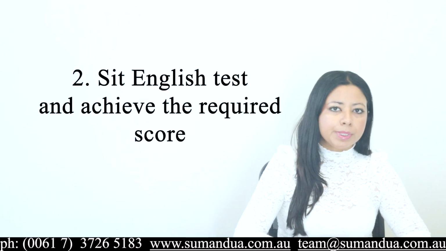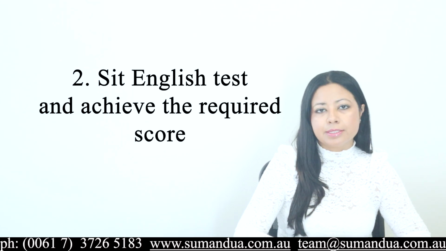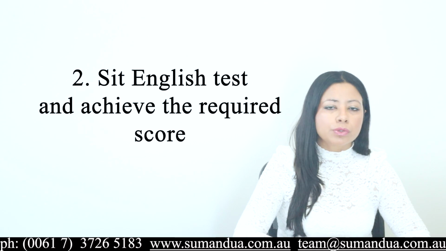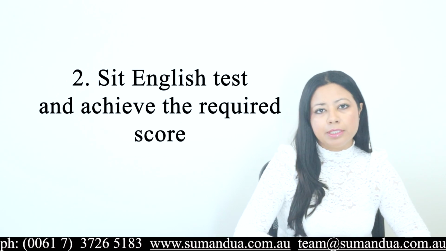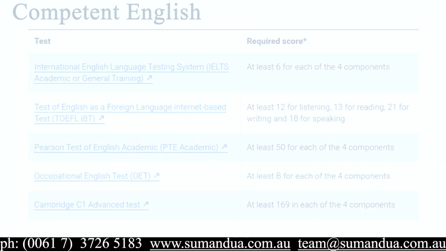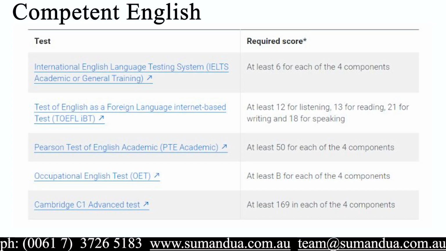The second way to meet competent English is that you actually sit an English test and have the required score. So now let's look at the scores that are acceptable for you to meet the competent English requirement. If you're sitting IELTS academic or general, then you need to have at least 6 for each of the 4 components. If you are sitting a TOEFL test, then you need at least 12 for listening, 13 for reading, 21 for writing, and 18 for speaking.